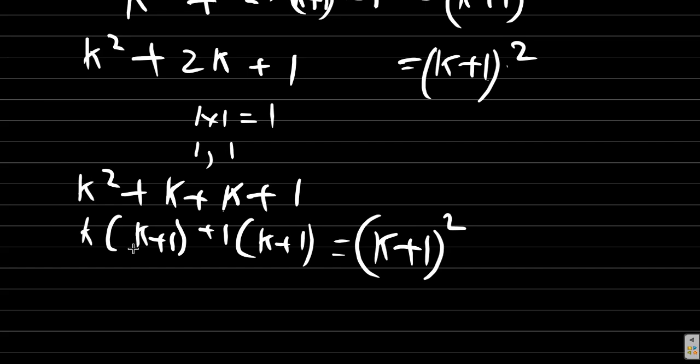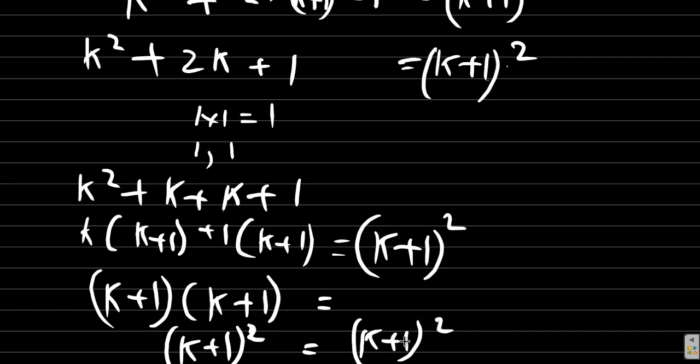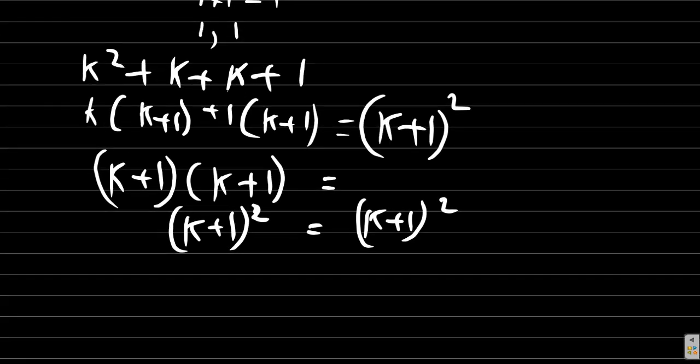So, factorize, you have k plus 1, k plus 1 times k plus 1. But k plus 1 by k plus 1 is k plus 1 squared. So k plus 1 squared is equal to k plus 1 squared. And that's the other way that you could prove it. So once you're done, whichever method you use, once you're done, you can write proved.